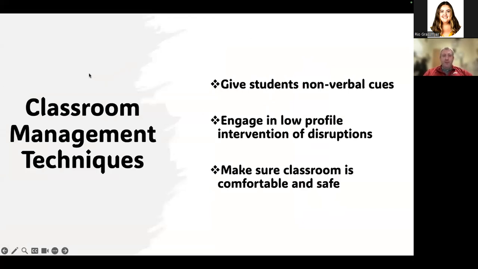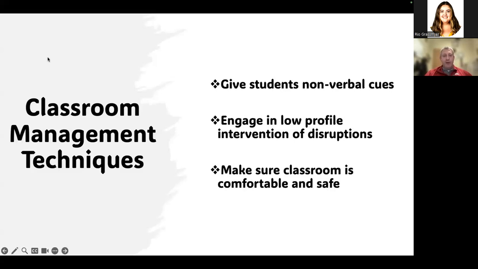Give students nonverbal cues. Our body language is tremendous here. And I know it almost sounds like we're talking about having to teach children, but these are adult education cues that are going to ensure that you take your classroom from good to great. So use these nonverbal cues and engage in low-profile intervention of disruptions.